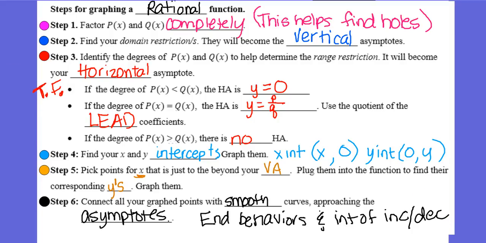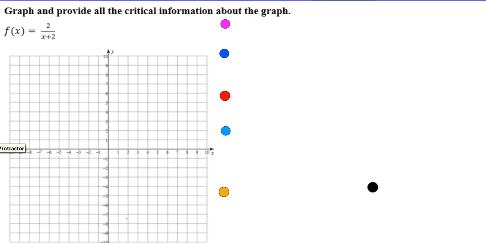All right, so I'm getting ready to pick up my pink pencil to do step 1. So I'm color coding as I go. All right, so we are going to graph this function y equals 2 over x plus 2. What makes it rational? X in the denominator. So it's a rational function. Okay, so it's not linear, even though it's x to the first power. It's rational, so it'll have curves.